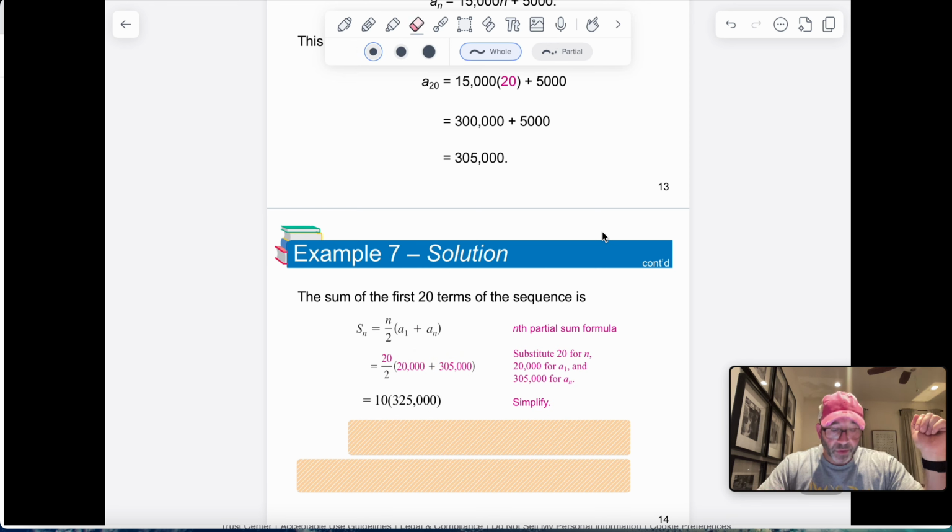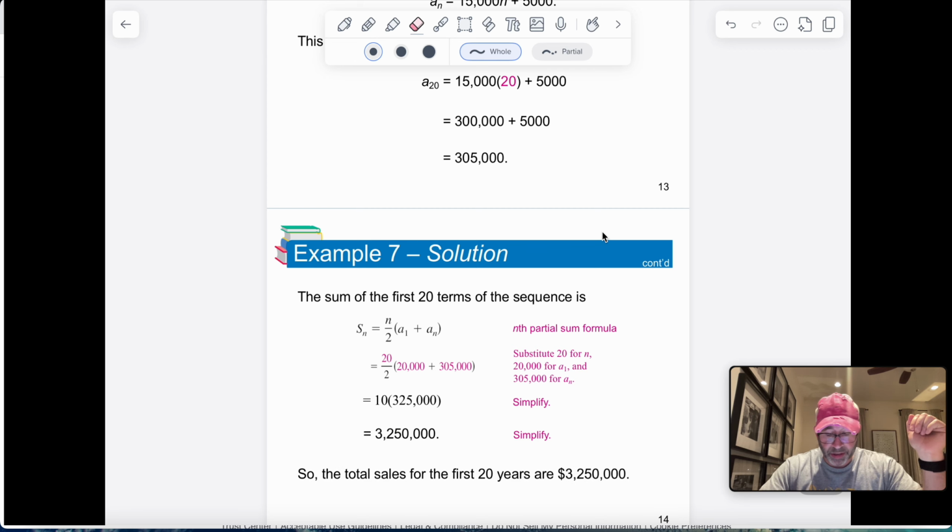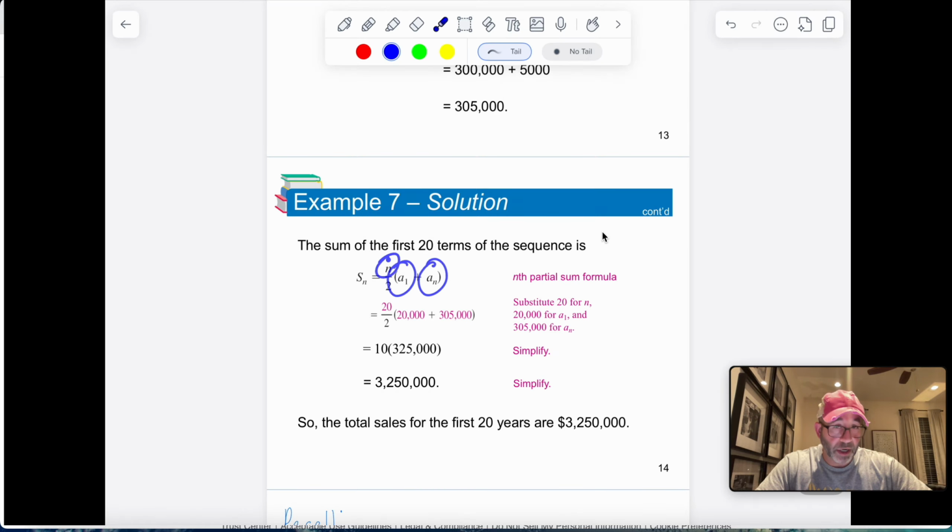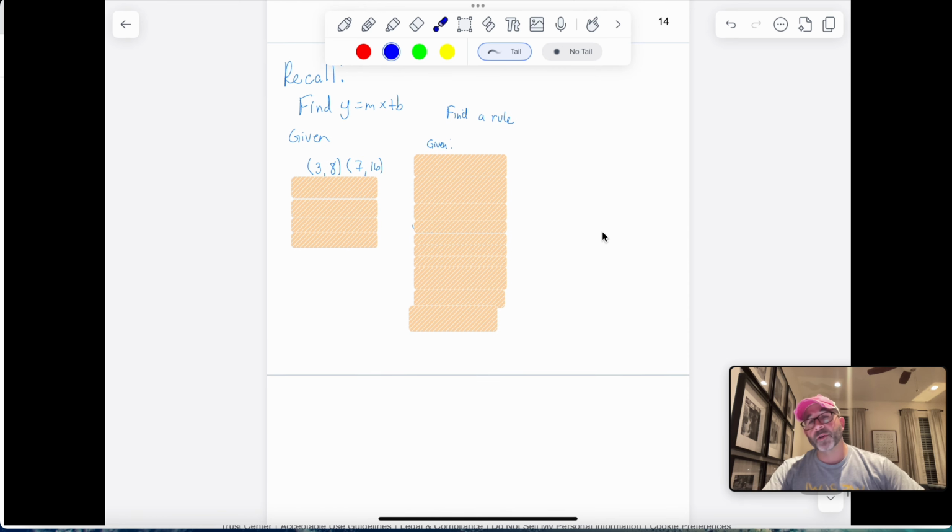Simplify it, we have 10 times 325,000, so we have 3,250,000. So that means that the total sales during the first 20 years is a total of 3,250,000. Okay, so this is how we apply the formula. And you can't do the formula unless you know each and every single one of the values: the first amount, the last amount, how many there are. All right, so that's pretty much the formulas in a nutshell.